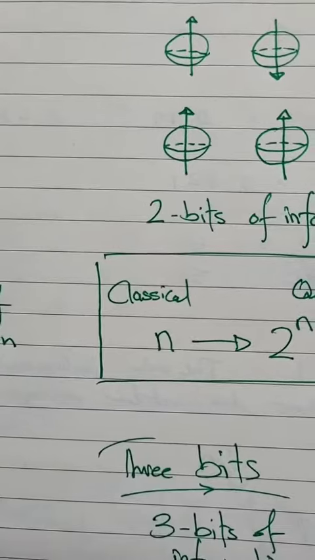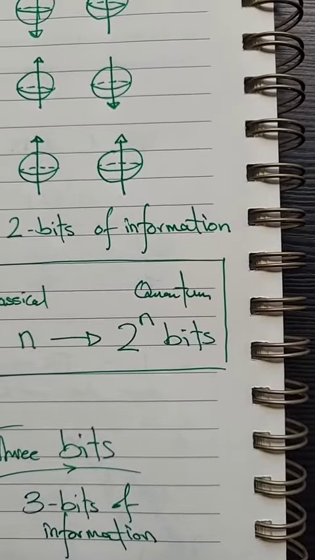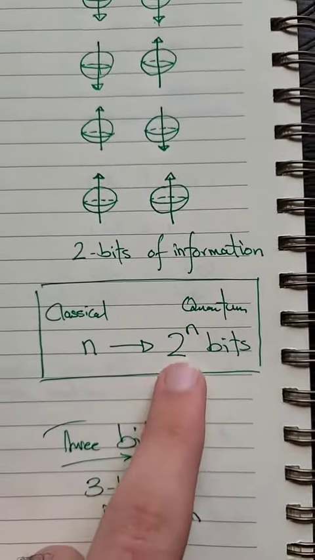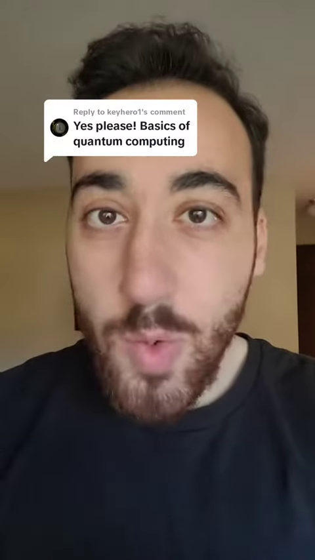Now in general, for n classical bits, I can have 2 to the n quantum bits. So you see, if I go quantum, then I have exponentially more bits than classical. And this is why quantum computers are incredibly powerful at doing computations.